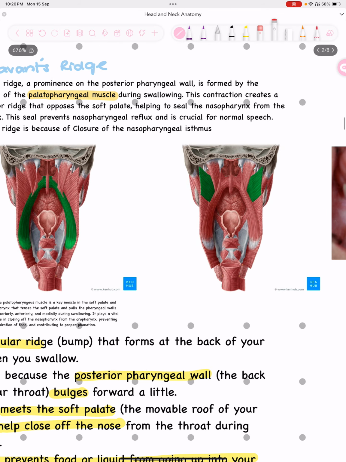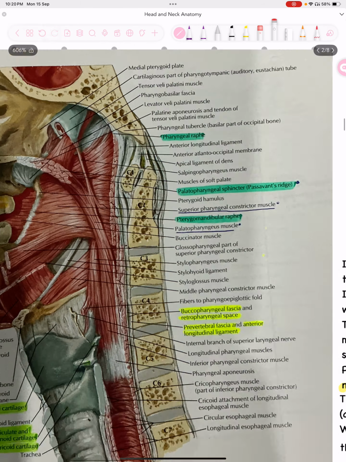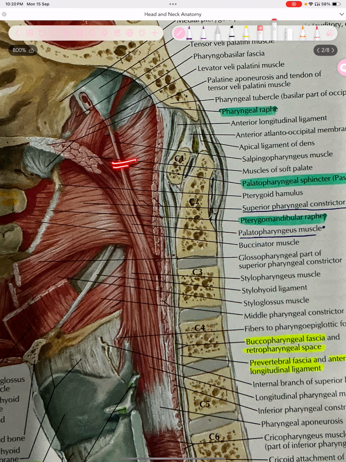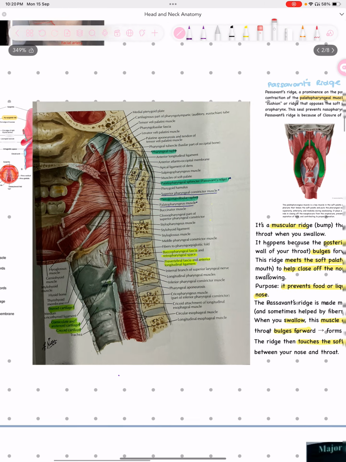So basically, in the posterior wall of the pharynx, what happens? This is the posterior wall of the pharynx. There's a ridge that develops. So that is basically a Passavant's ridge.